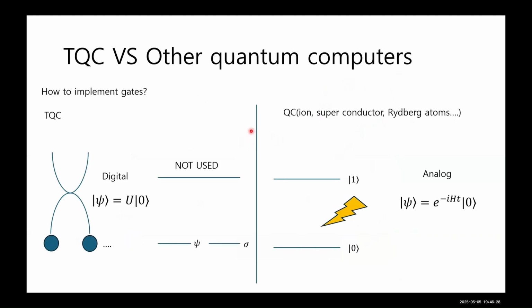So what is the main difference between the topological quantum computer and typical quantum computers like ion, superconductor, or neutral atoms? It comes from how to implement gates. As I mentioned, when we want to implement a gate, we have to braid their locations. That means we can make a digital gate. But in a traditional quantum computer, we can make a continuous gate like the RZ gate or RX gate and so on. So that is the main difference.